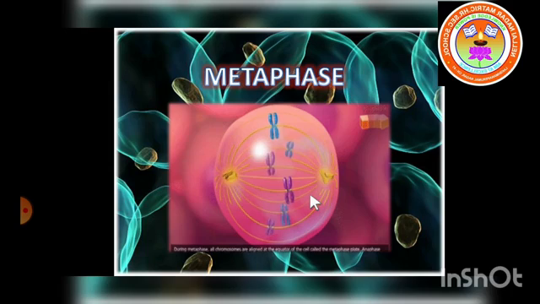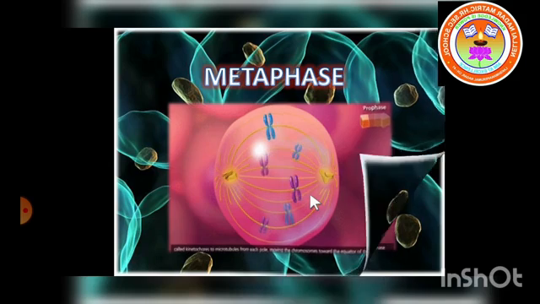Here I am repeating, the duplicated chromosomes arrange on the equatorial plane and form the metaphase plate. Each chromosome gets attached to a spindle fiber by its centromere. The centromere of each chromosome divides into two, each being associated with a chromatid.